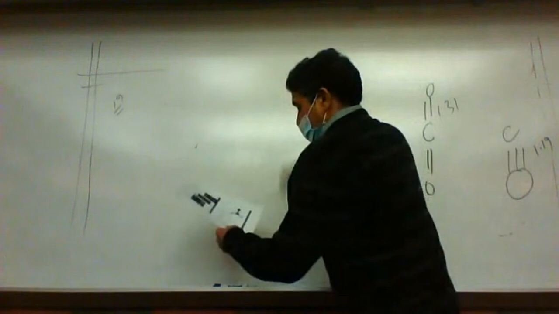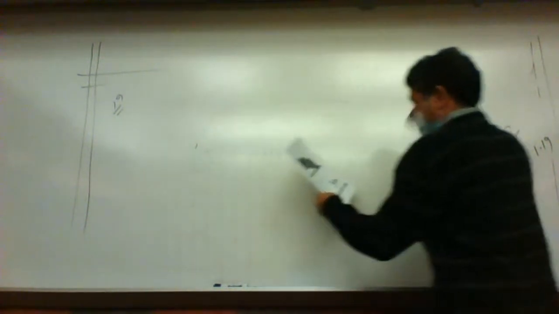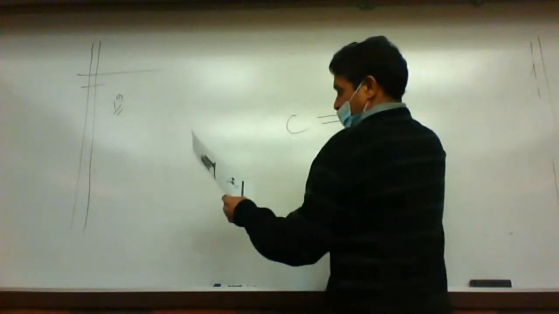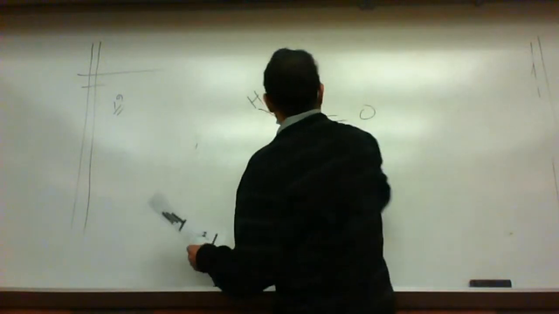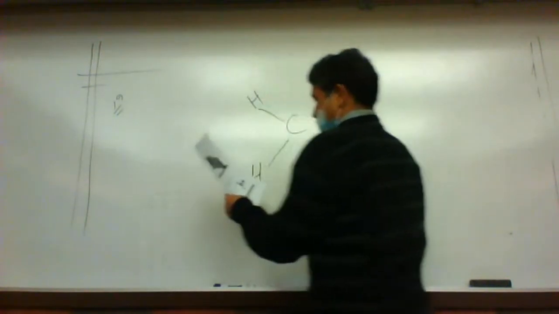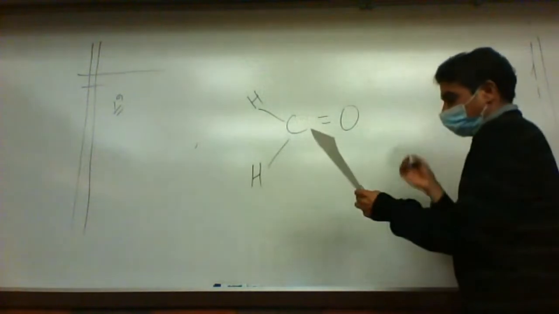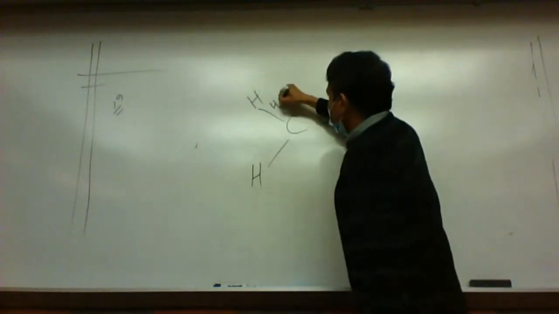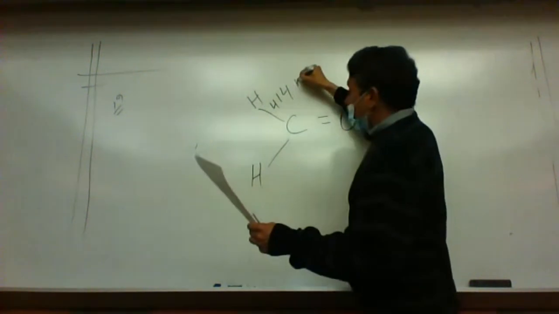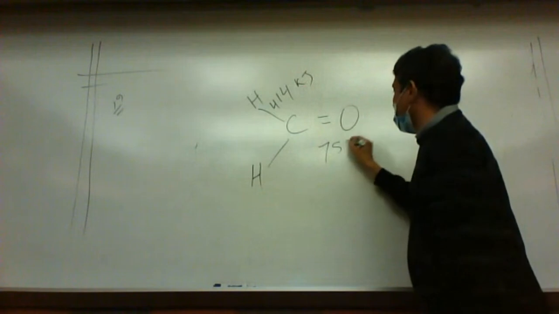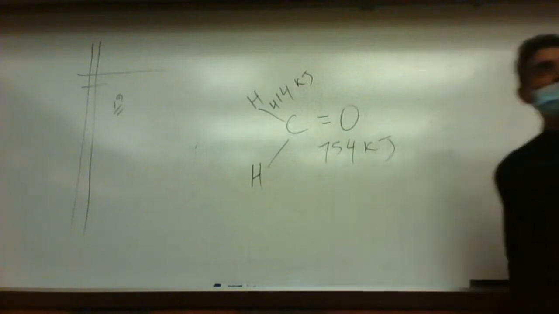So let's write down: what is the bond energy? Let's look at slide number 6. See, double bond O here, single bond H here, O here, and I have something like this. Now, if you look at the bond energy, to break this hydrogen bond, I just need 414 kilojoule of energy. But to break this C double bond O, I need 754 kilojoule of energy.